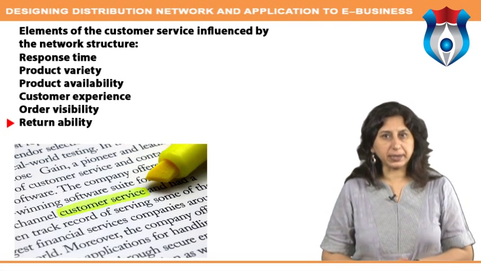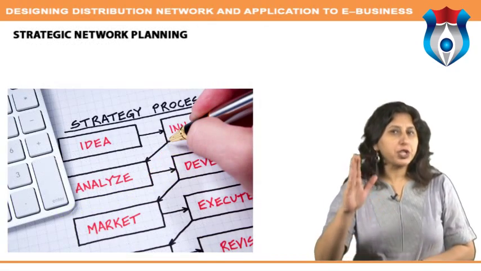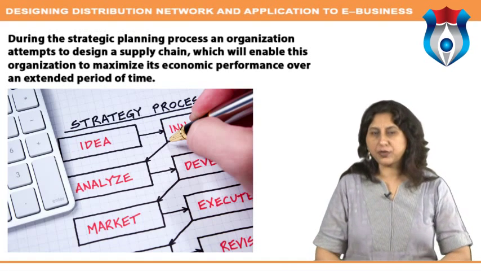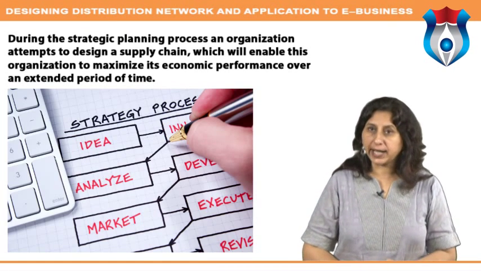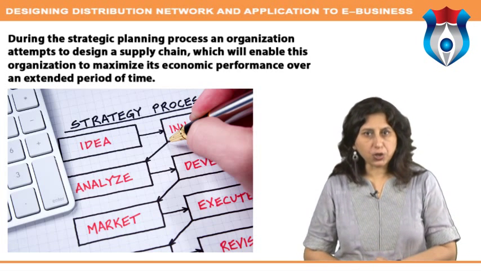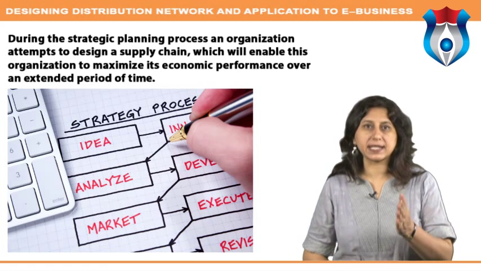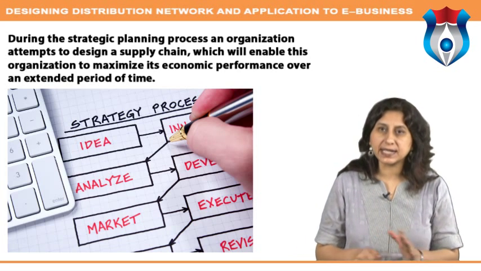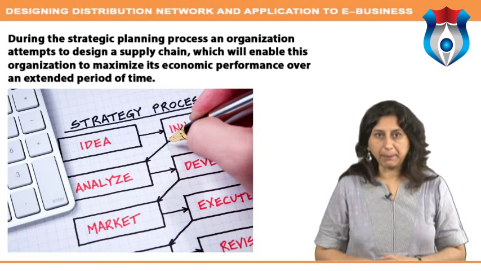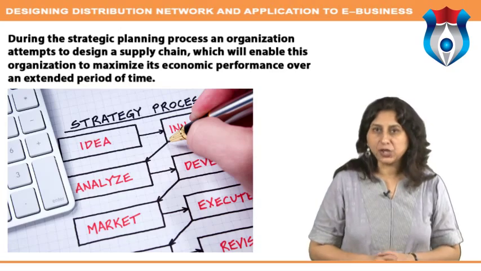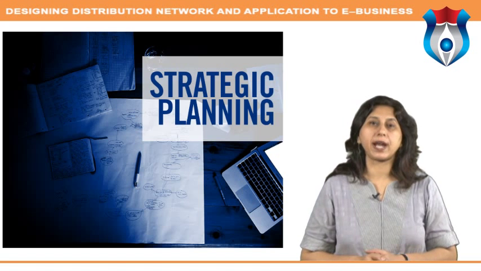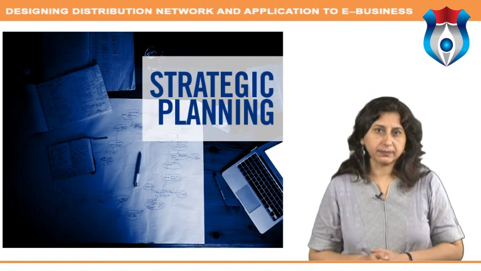Let's now focus on the strategic planning and design of the supply chain. During the strategic planning process, an organization attempts to design a supply chain which will enable this organization to maximize its economic performance over an extended period of time. Together with product research and development and marketing, the supply chain is one of the essential tools for a company to achieve their strategic business goals and practices.